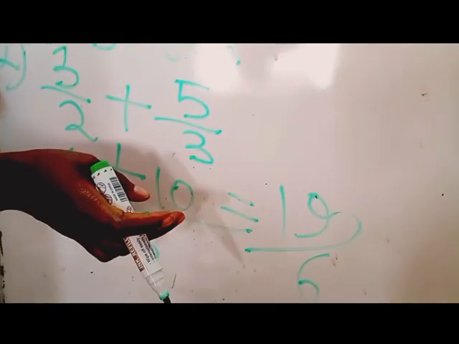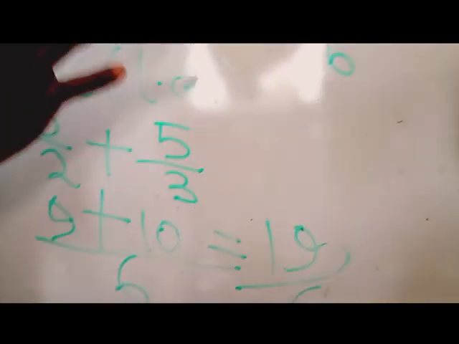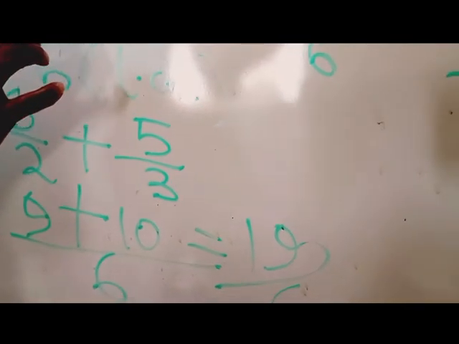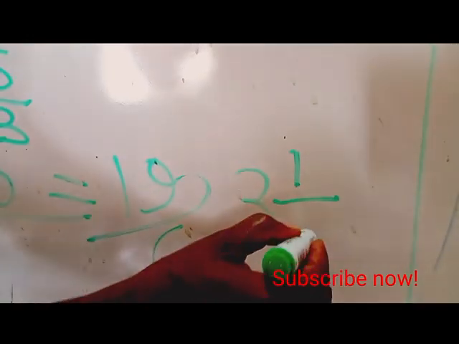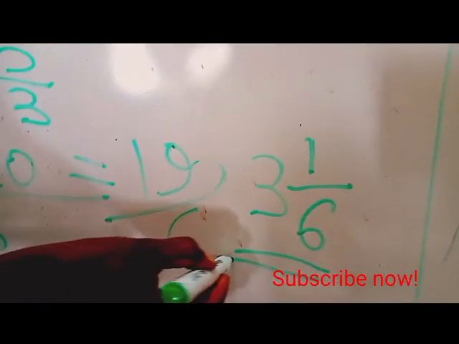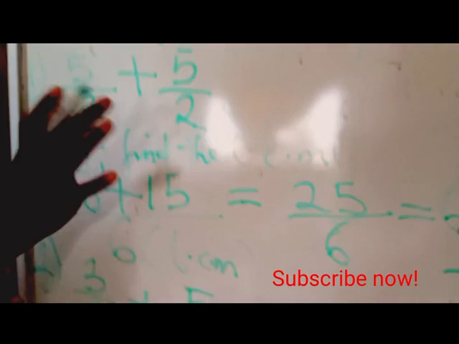How many 6 are there in 19? 6 multiplied by 3 is 18. So we have 3 whole number, 1 all over 6. So you see, guys, it's quite simple.